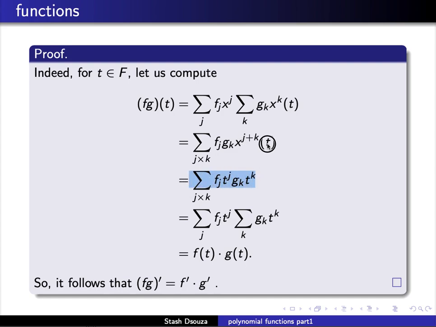We can split up now the evaluation of x to the power j plus k at t into t to the power j times t to the power k. We again separate out the two polynomial products, and then we have the sum of f_j t^j over j times the sum over k of g_k t^k. The left term is nothing but f evaluated at t, and the right is the term of g evaluated at t. So that shows that fg evaluated at t is nothing but f evaluated at t times g evaluated at t.